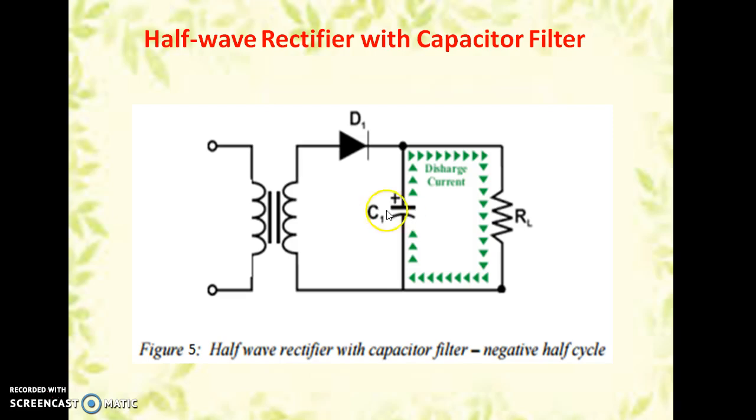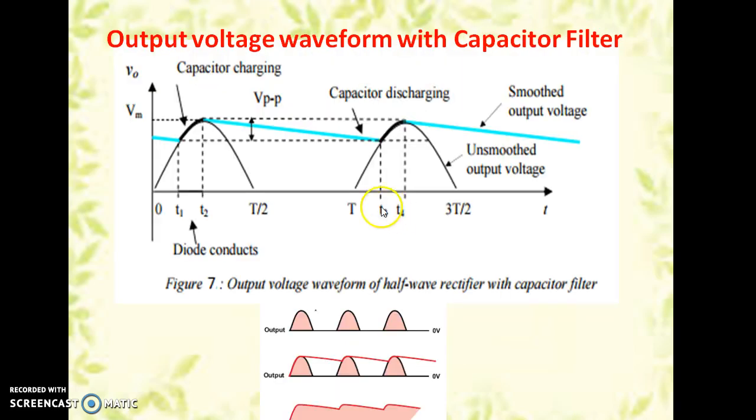During the negative half cycle, the diode is open circuited and the capacitor discharges through the load resistance, and we get the output. In the next positive half cycle, the capacitor starts to charge again. For the positive half cycle it stores the charge, and for the negative half cycle it delivers the output voltage to the load. The capacitor charges to the peak value, then starts to discharge through the load.